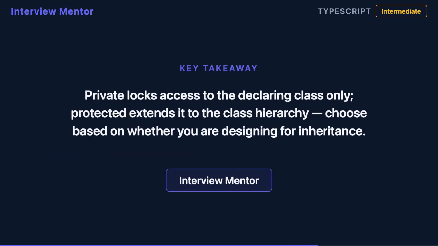Private locks access to the declaring class only. Protected extends that to the entire class hierarchy, in interviews, and in production. Choose based on whether you're designing for inheritance.